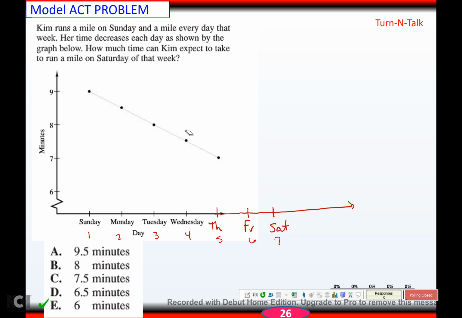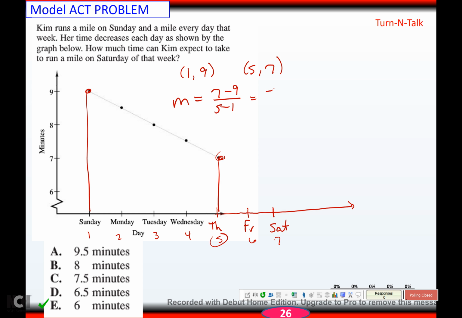Okay, so what I'm going to do is pick 2 points to find a slope. I picked this point and this point. So this ordered pair would be 1, 9. This ordered pair would be 5, 7. So if I find my slope, that's going to be 7 minus 9 over 5 minus 1. That's negative 2 over 4, which gives me a slope of negative 1/2.